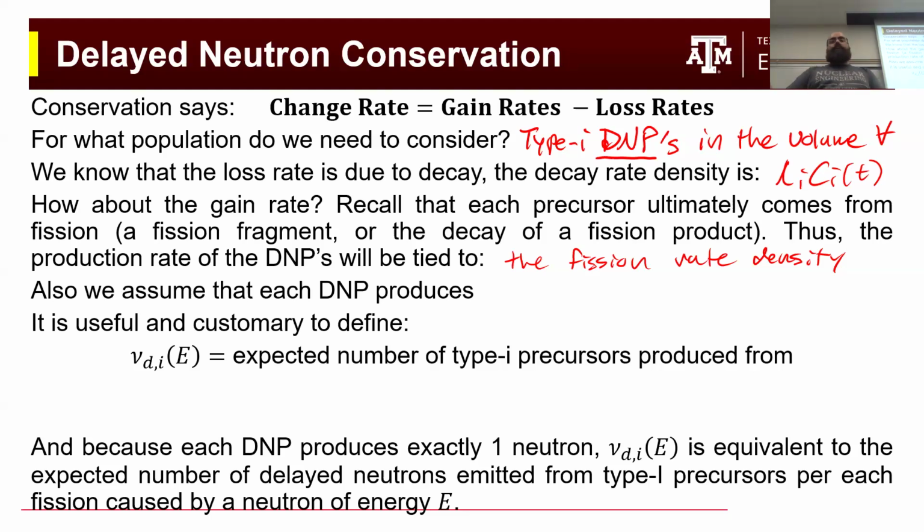So the gain rates are going to look like the fission rate density. And we need to assume something about how many neutrons each delayed neutron precursor produces. We're going to assume that it produces exactly one delayed neutron. So each delayed neutron precursor produces exactly one delayed neutron.